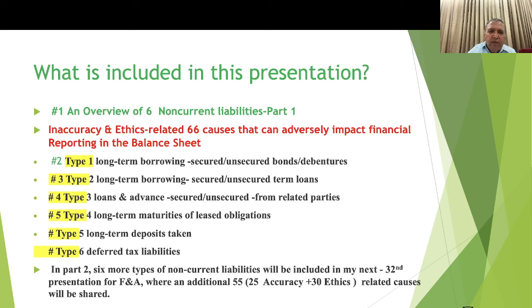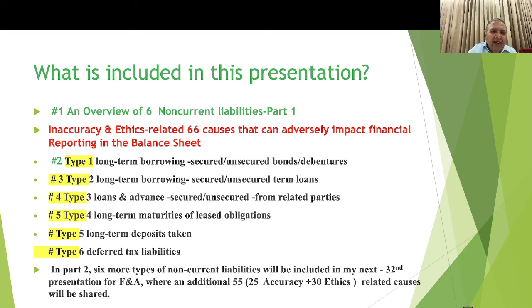What I plan to include in this presentation are the following. Number 1, an overview of the 6 non-current liabilities, part 1. Number 2 is inaccuracies and ethics related 66 causes that can adversely impact financial reporting in the balance sheet.